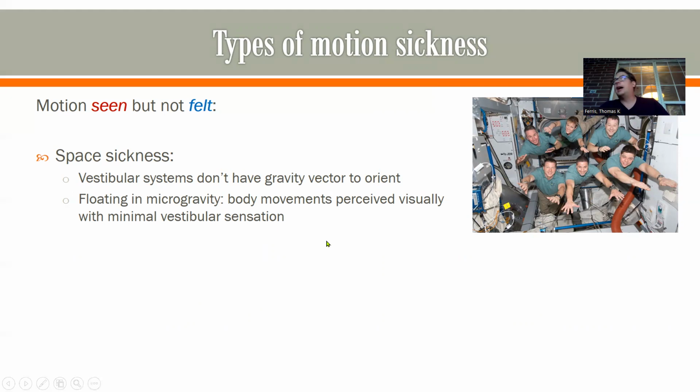If I'm seeing motion but I'm not feeling it, space sickness is a very good example of this. If I'm in microgravity, number one, I don't have that gravity vector that says which way is down, to have that internal sense for which way is down and which way is up. You maybe don't think about this, but that's a really important orienting thing, right? Without that, it can be very disorienting, to the point that even when people know they're in space, their unconscious body is freaking out a little bit.